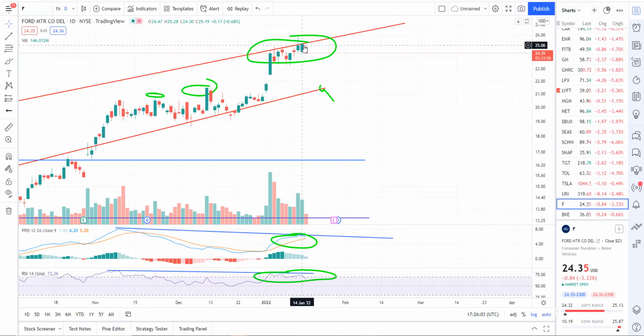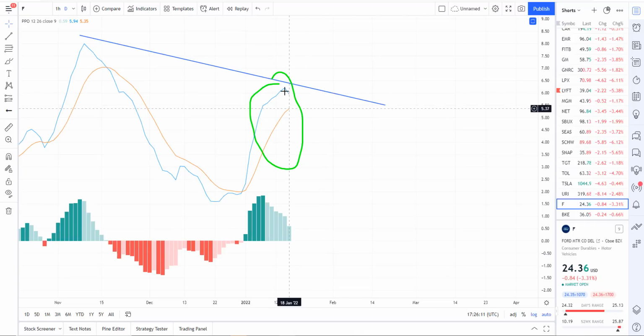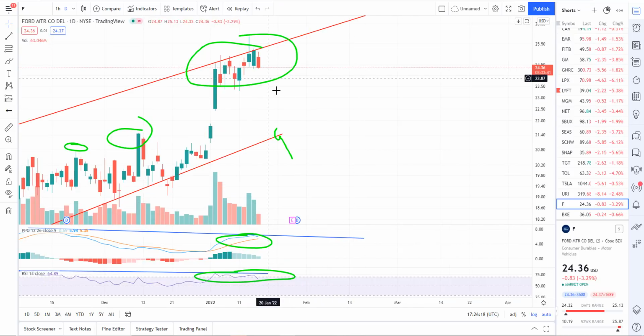Okay, so we're still waiting for that to confirm, waiting for some more selling to come in to help confirm this negative divergence. What I want to see, let me expand this PPO. I want to see this start to cross over right here and start to point down. Okay, that will help confirm. And I think we're going to get it.